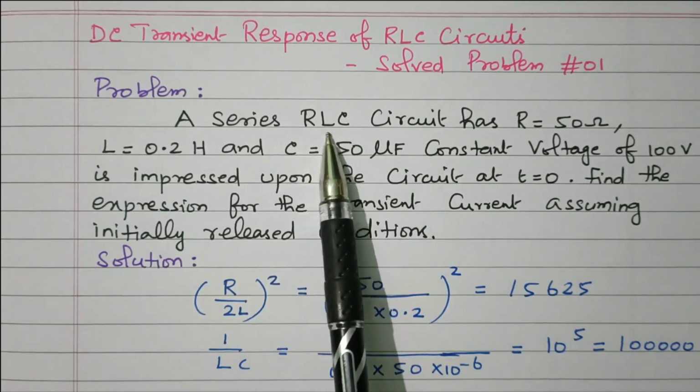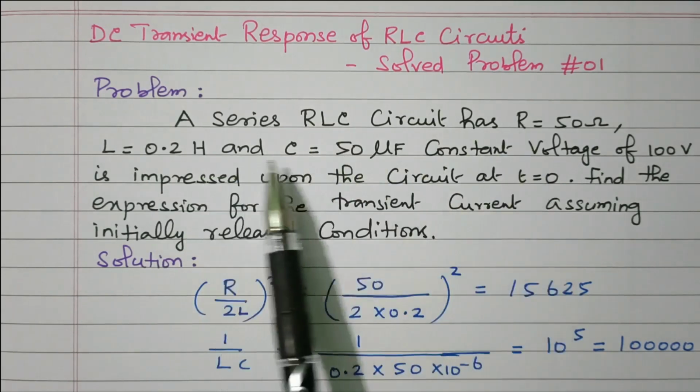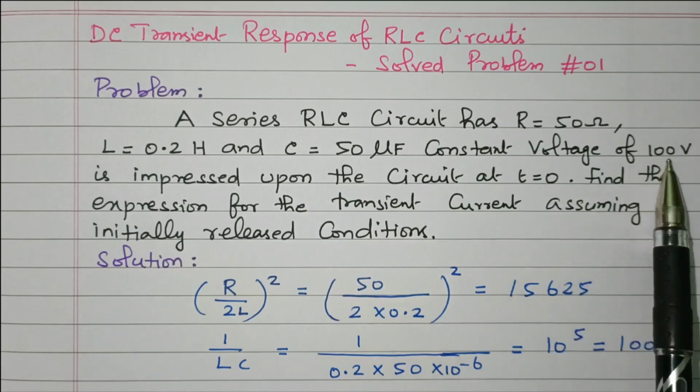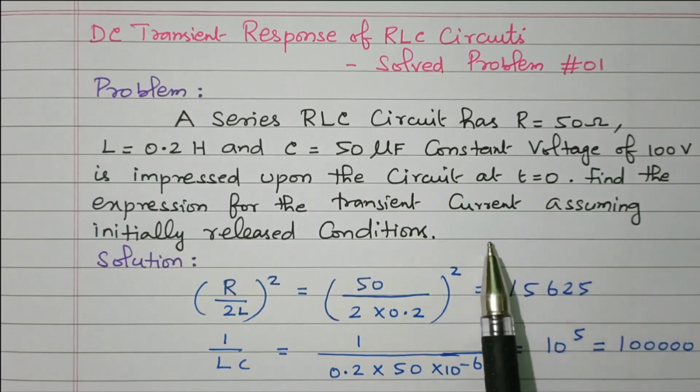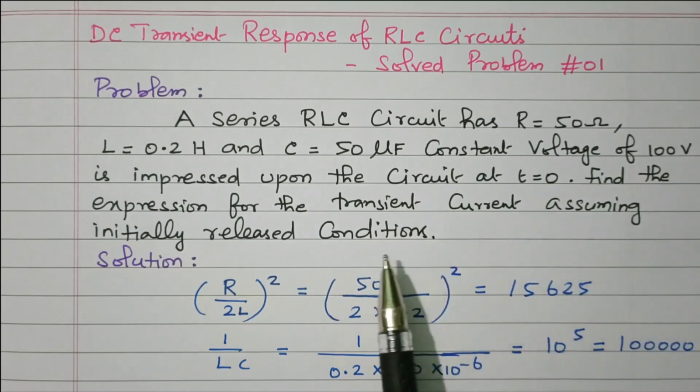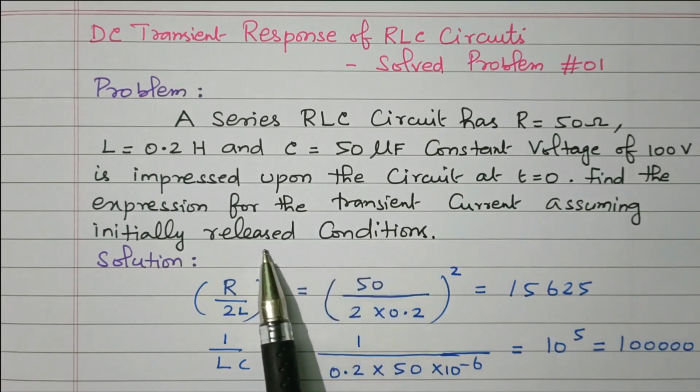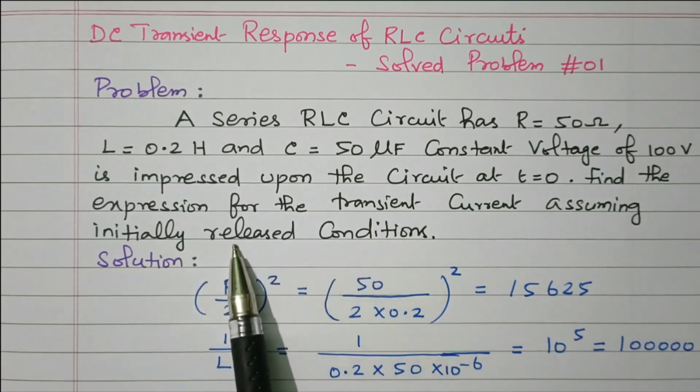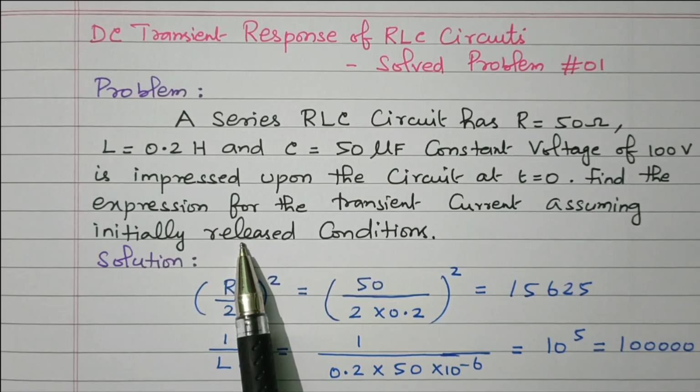So a series RLC circuit is there. R, L, C values are given. Applied voltage is 100 at t equal to 0. We need to find the transient current. The initial conditions are 0, released condition. So there is no initial storage, right?